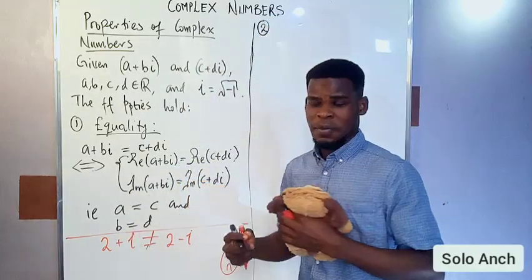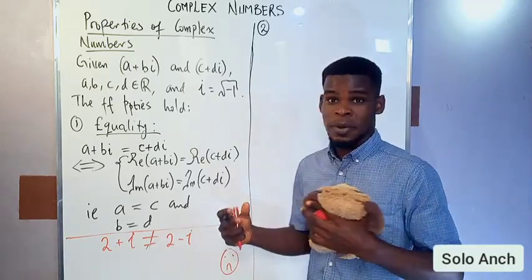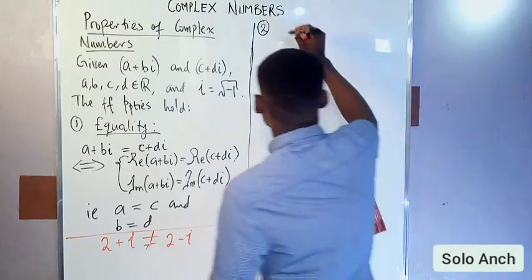Okay, great. So let's look at another property. It's going to be more like an arithmetic operation of complex numbers, but I'm going to tell you when the addition is possible. So addition of complex numbers.